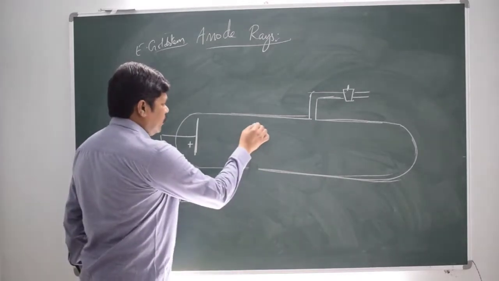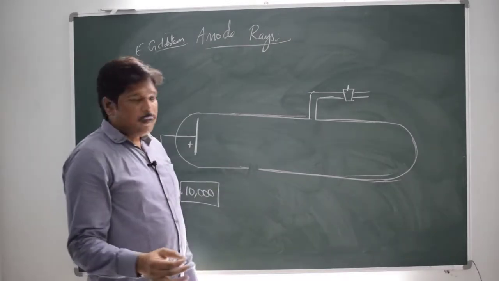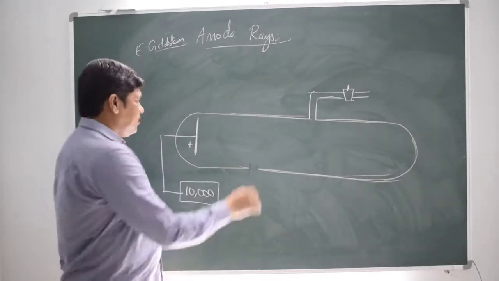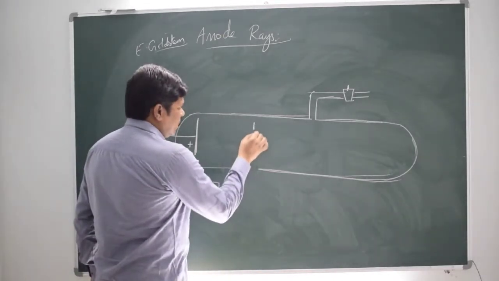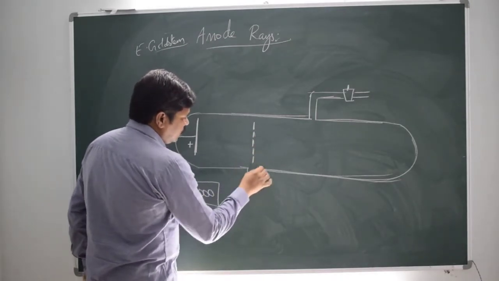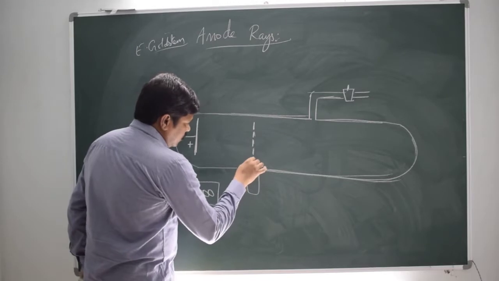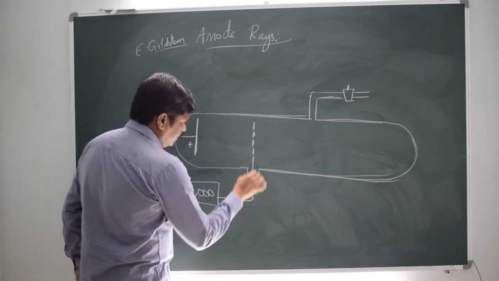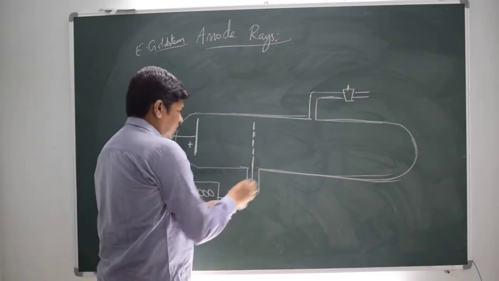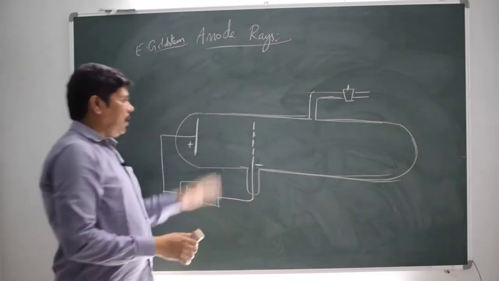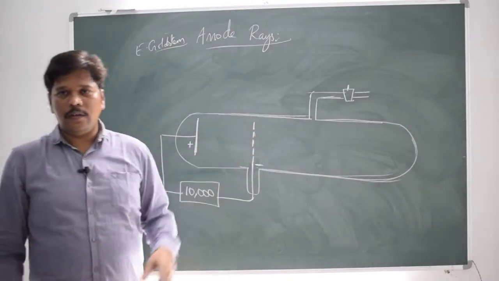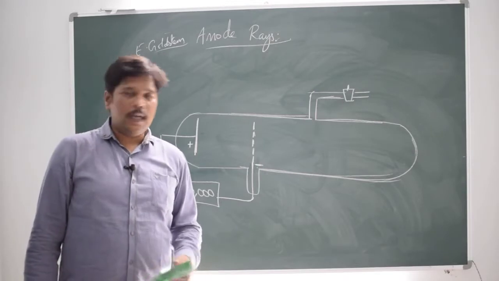Here we are going to have the cathode. The design of the cathode is with perforations. Perforations are nothing but small openings in the cathode. So there are some small gaps in the cathode. We are going to go with the side view of the cathode. Okay, this is my cathode. This is the design of the discharge tube which Goldstein made in order to discover the anode rays.